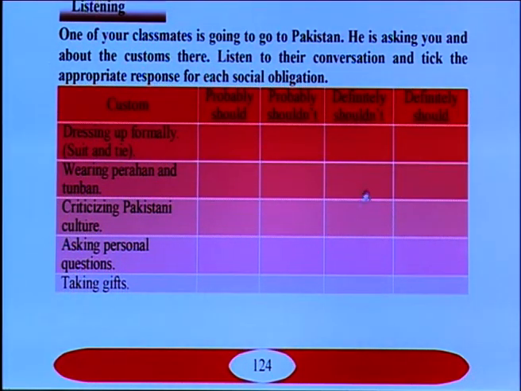So I take here, you can put it in a conversation like this one. Would I have to criticize Pakistani culture? The next person can answer, definitely shouldn't. You don't have to do this.